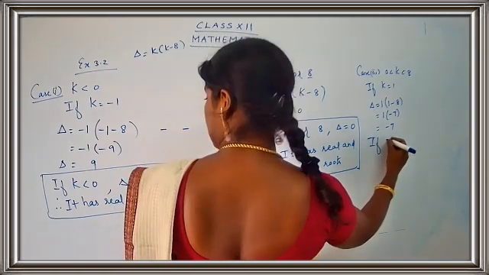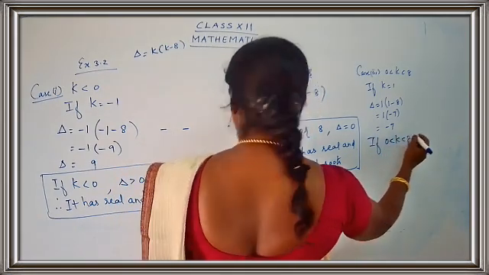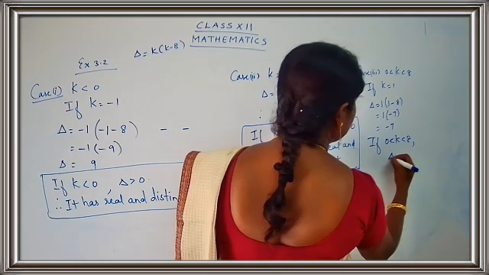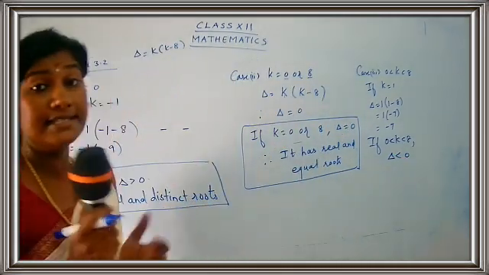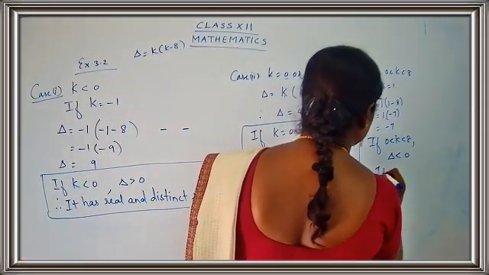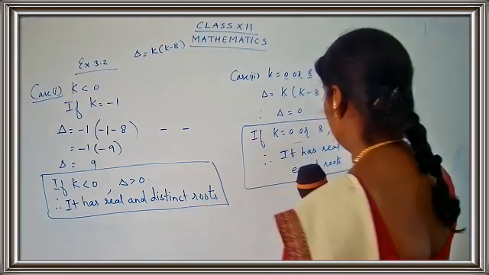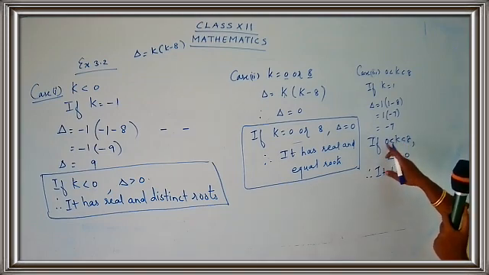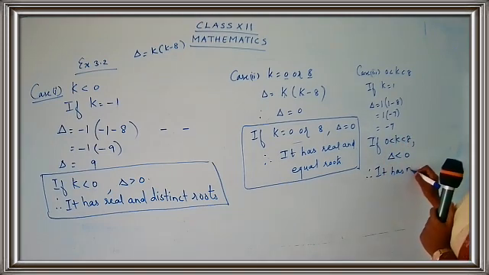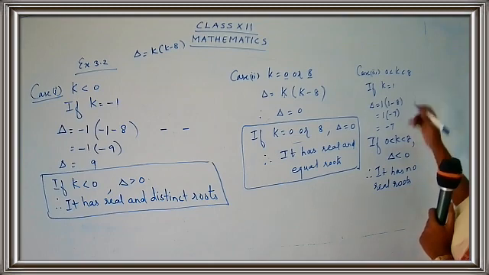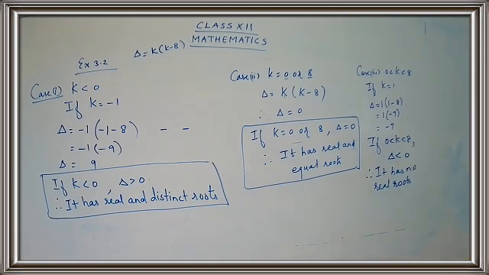Write down here, if k lies between 0 and 8, delta is less than 0. So if the value for delta is less than 0, what about the roots, children? It has no real roots. Therefore, if k lies between 0 and 8, delta is less than 0, therefore it has no real roots. This is case 3. And I hope you are clear with the different cases. So we have to choose all the areas.